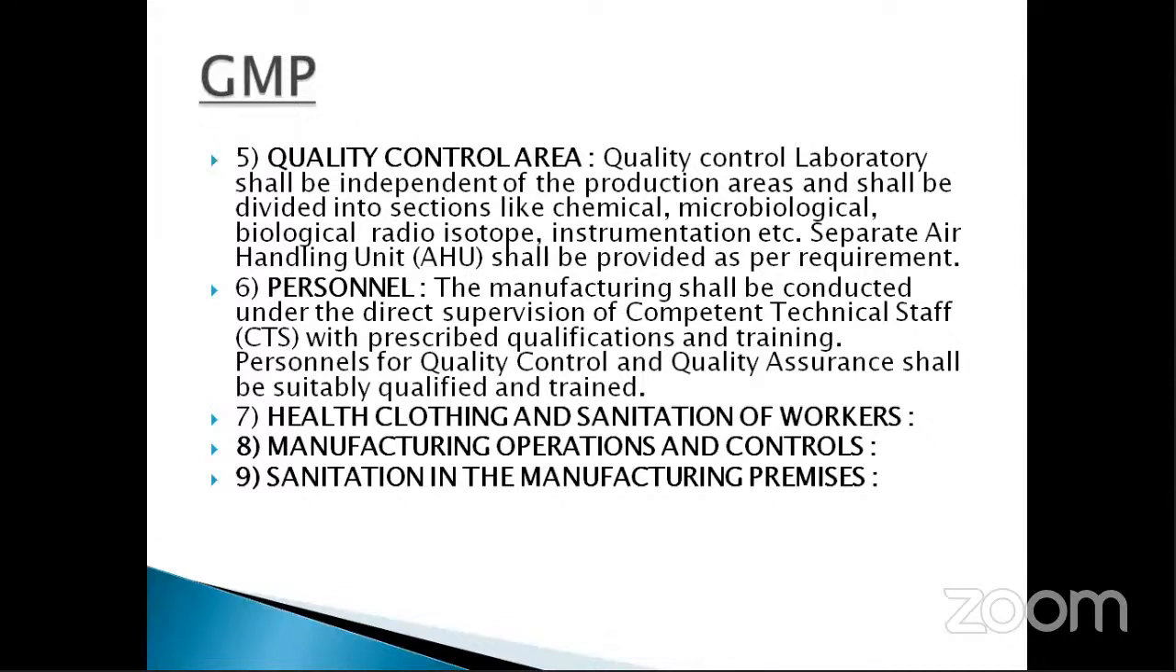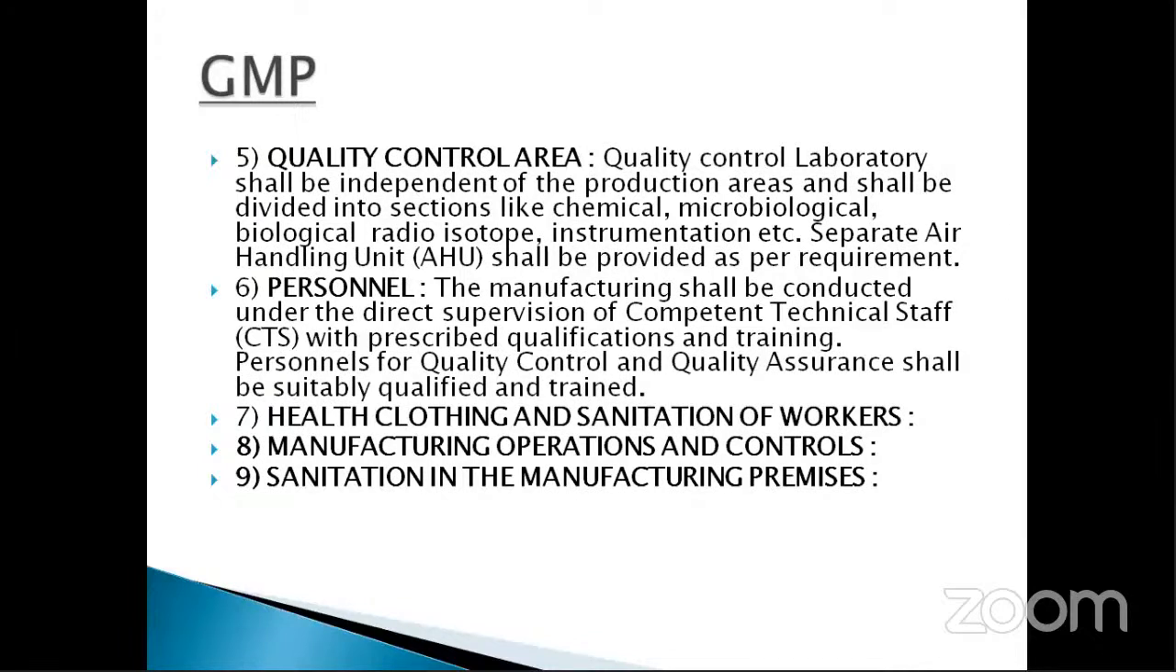And it is specified in Schedule M what kind of personnel should be provided in the manufacturing as well as quality control and quality assurance sections. In manufacturing as well as quality control, the persons responsible for direct supervision are termed competent technical staff, or in abbreviated form CTS. So who can be a CTS for a manufacturing operation in a pharmaceutical unit?